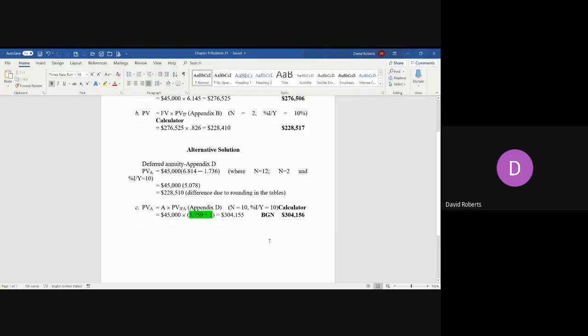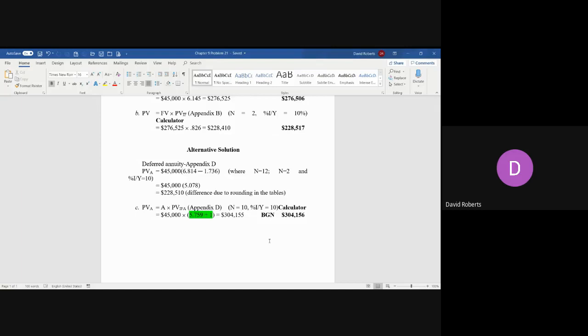Now, in part C, the payments are made at the beginning of the period. Even though part A didn't say, it is always assumed the payments are at the end unless otherwise stated. So C is the same as part A, and all you need to do is change your calculator to begin mode. So in part C, it's from years 0 to 10. There's no deferral. So 45,000 is PMT, N is 10, I/Y is 10, FV is 0, but you have to go into your calculator and change your calculator to begin mode.